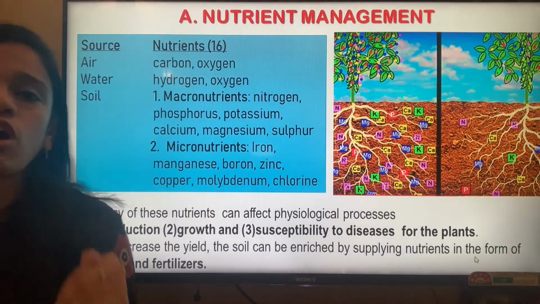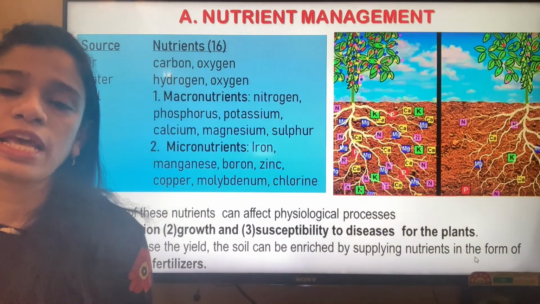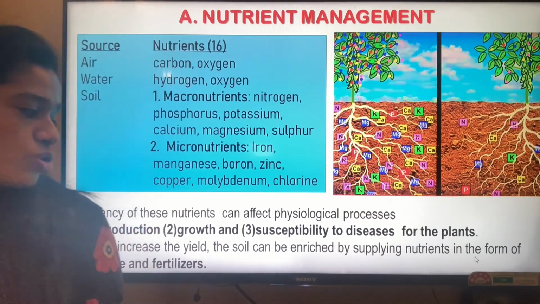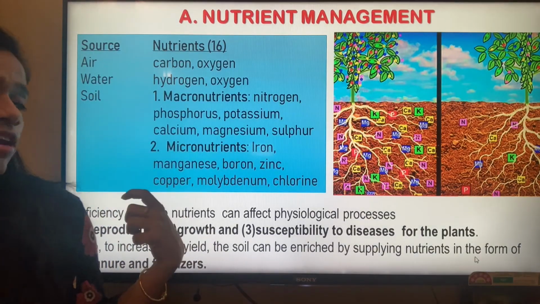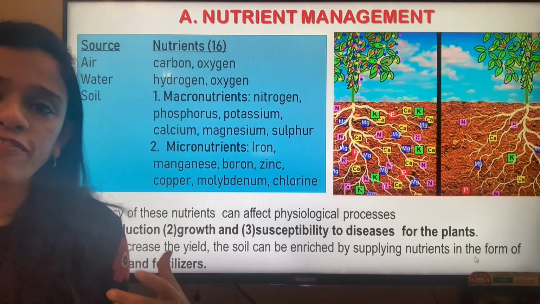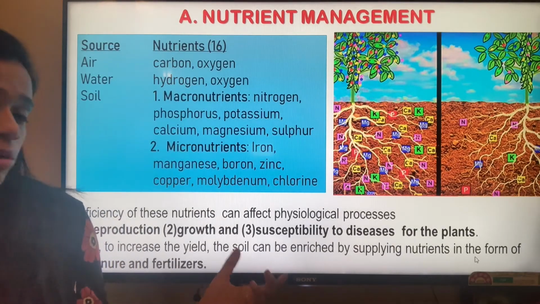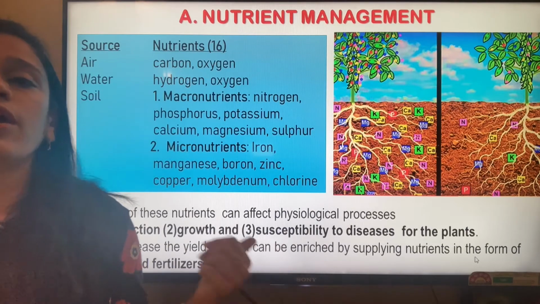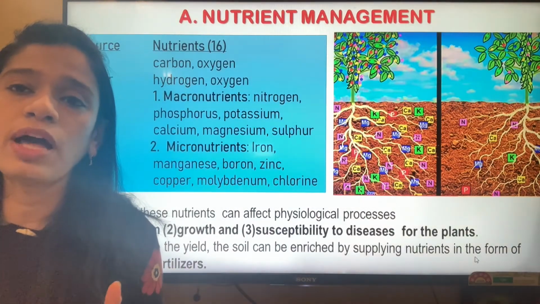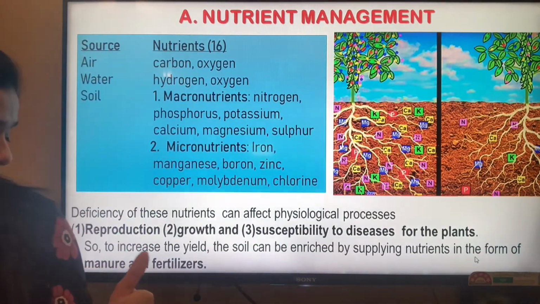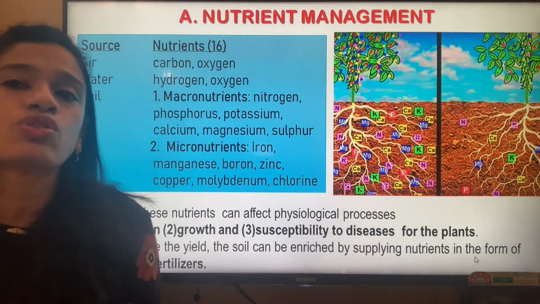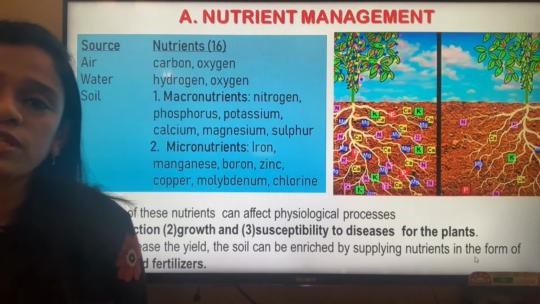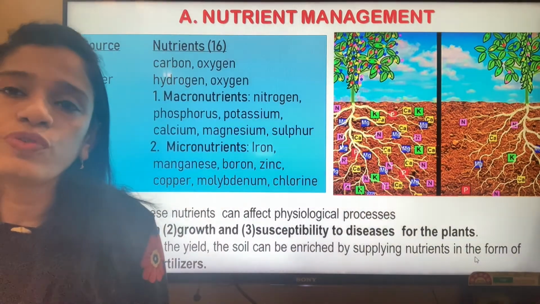Now deficiency of any of these elements in the soil can cause different effects on the plant's growth. It can affect the reproduction cycle of the plant. It can affect the growth. It can lead to the susceptibility of the plant to different diseases and pests. So to increase the yield, the soil needs to be enriched with all these macro and micronutrients, which are all food for the plants.